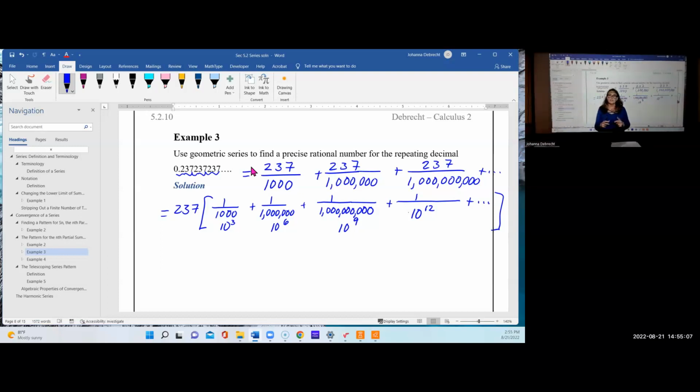Now the 237 isn't a part of the infinite series, but the rest of it is, where a first is the 1 over 1,000, which is this term right here. So we have 237, and then we're going to have the sum from n equals 0 to infinity of 1 over 1,000, that's a first, times 1 over 10 to the 3rd, or 1,000 again, being raised to the nth power. And that would generate the same numbers. So this is a geometric series. A first is 1 over 1,000, and r is 1 over 1,000.